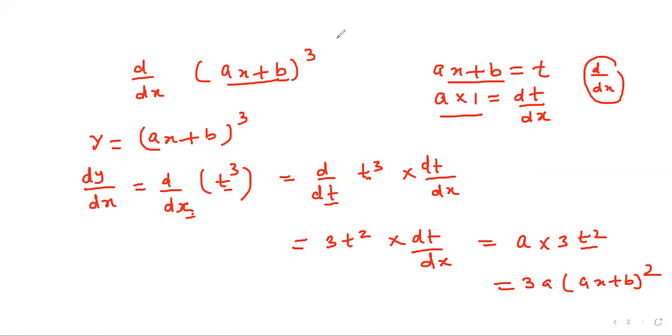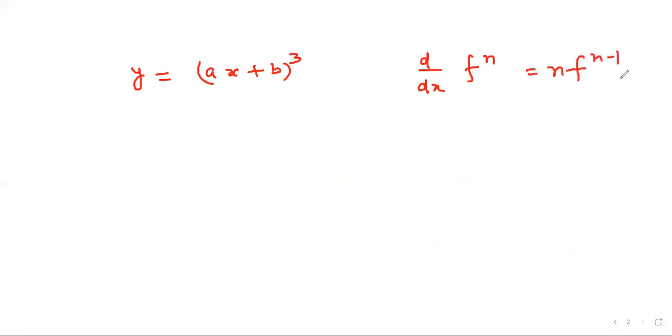Let's see what the shortcut is. The same question can be solved using some other technique. Suppose we are given d upon dx of function power n. The rule is, we write n function power n minus 1 times d upon dx of function. So dy by dx will be equal to, this is function power n. The function is ax plus b. So the rule says n function power n minus 1.